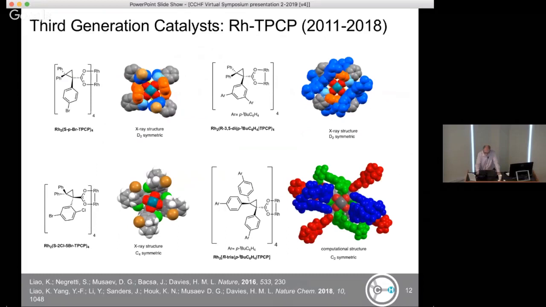how they're arranged. So some are D2 symmetric, the one on the top right is the one that we published in that 2016 Nature paper. And then some of our new ones where we have an orthochloro functionality, they adopt the C4 symmetric arrangement. And then one with extended aryl groups actually adopts a C2 symmetric arrangement.